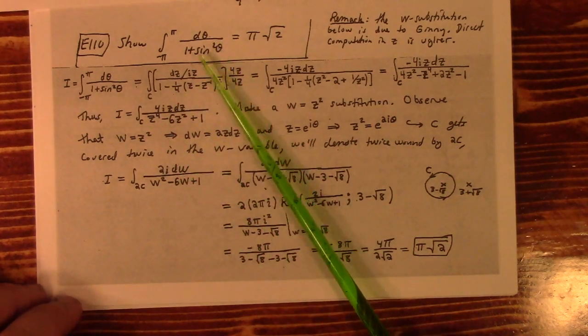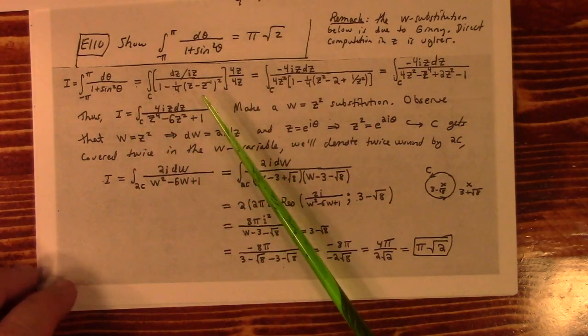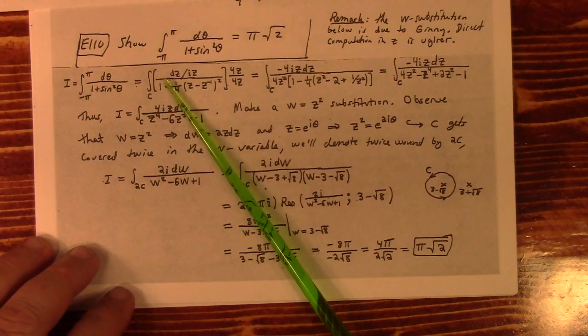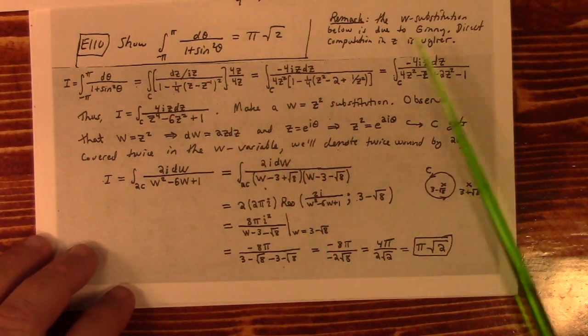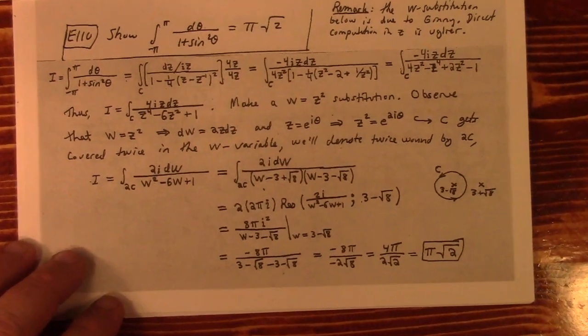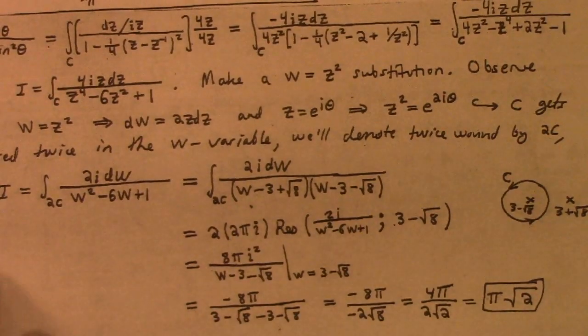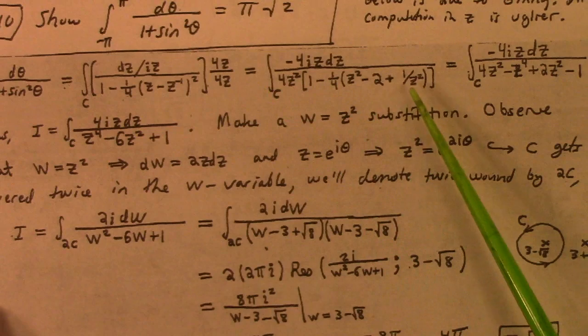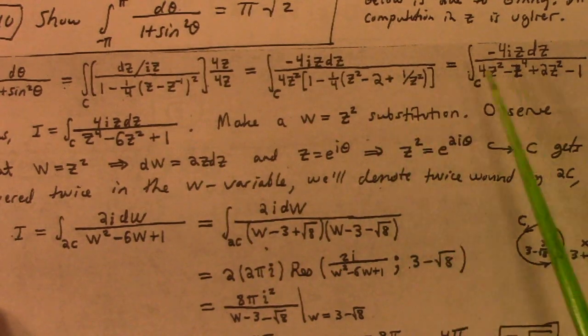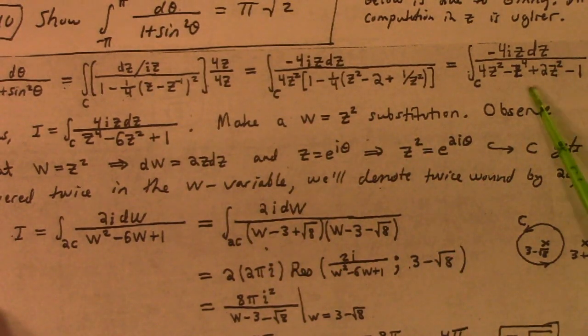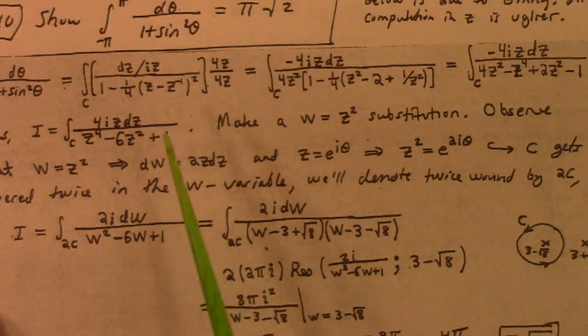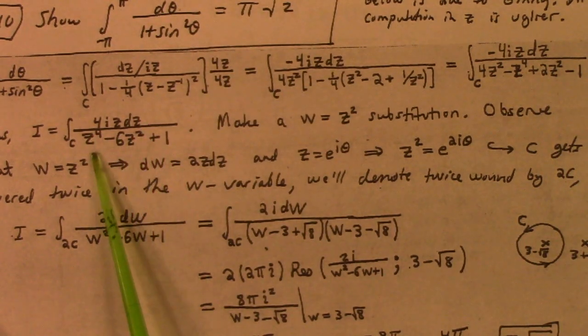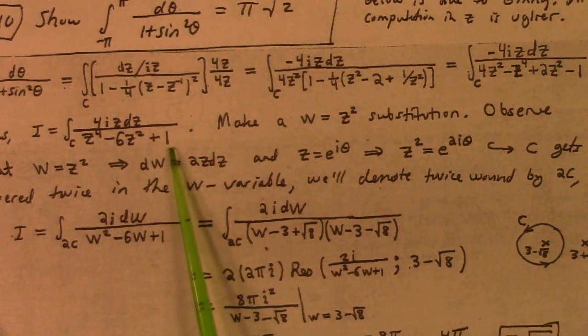So let's see here. The usual substitution over the unit circle gives you this, right? But then it's unpleasant if you just do that integral. So I simplify it to this, which gives us that. Oh man, z to the 4th. So we get 4iz dz over z to the fourth minus 6z squared plus 1.